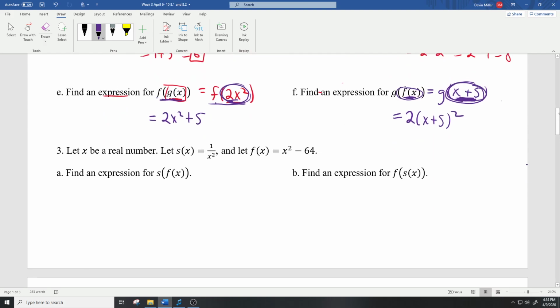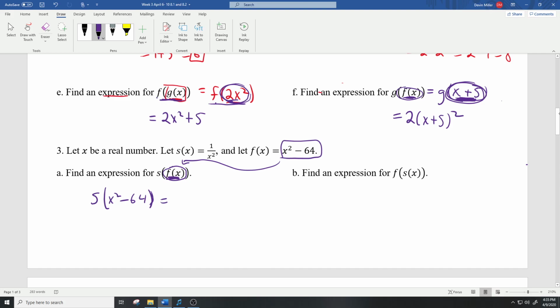So find an expression for S of f of x. What do we start with? f of x. That's what's on the inside. So I'm going to take f of x out. We're going to remove it, and we're going to put what it's equal to. So find f of x. This whole thing it's equal to is going to go inside here. So we'll rewrite it as S of x squared minus 64. Again, usually you're okay with that. The hard part is the second part.